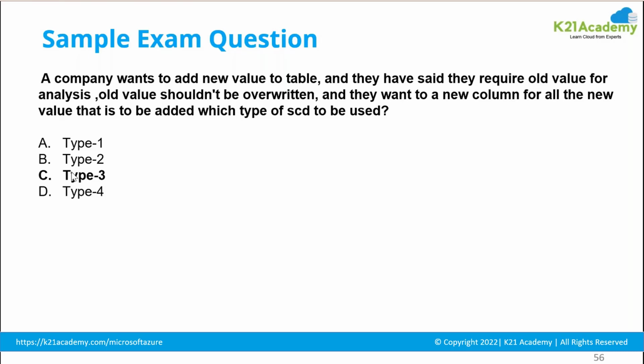Generally, if you don't want to go into too much depth, you can currently only remember that if you do not maintain any history, that is type 1. If you maintain history in a new row, that is type 2. If you maintain history in a new column, that becomes type 3.